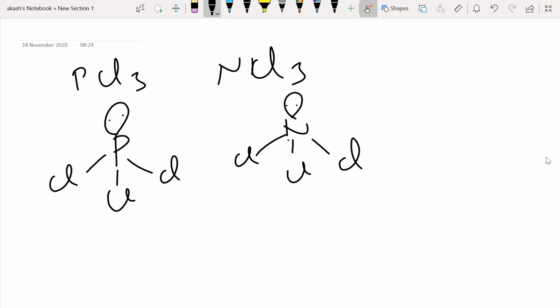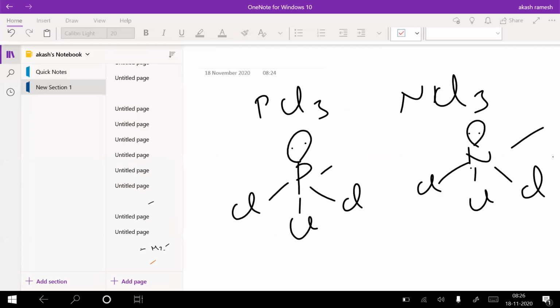Same shape, same geometry, everything is same except that the central atom is different. Now, what do you think? Which will have more bond angle? See, the bonding atoms are same. Only the central atom is different. So think about it and tell me which will have higher bond angle.